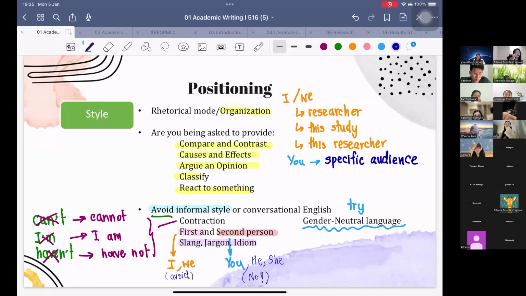The next one is that we don't use slang, idioms, or jargons in writing.